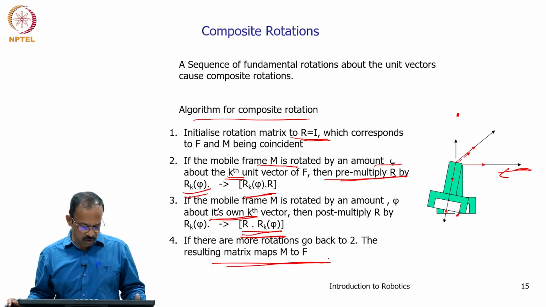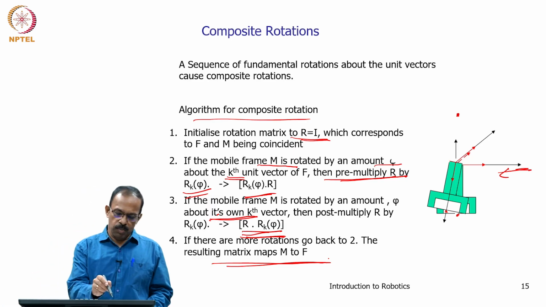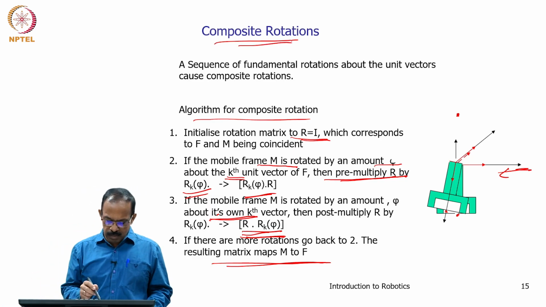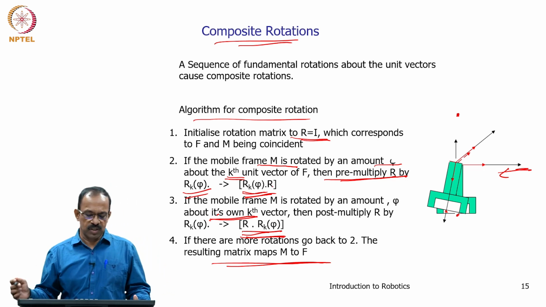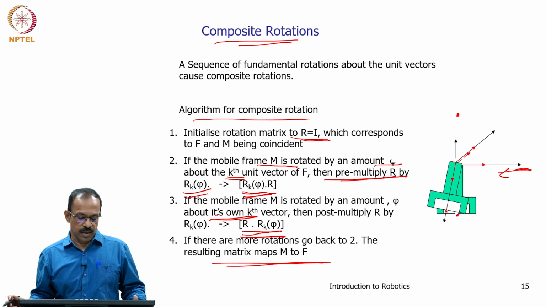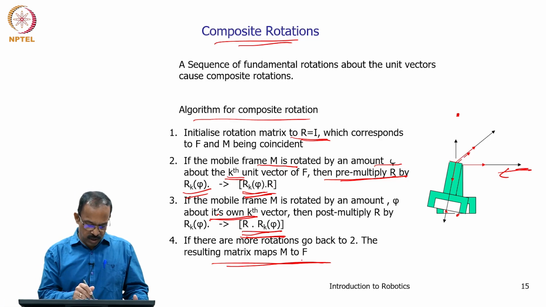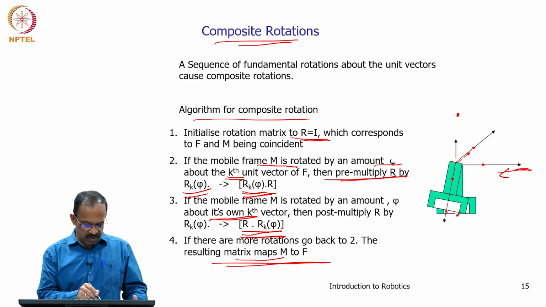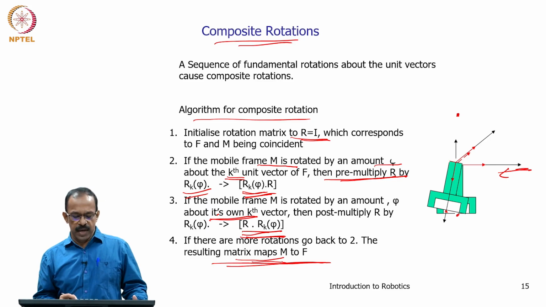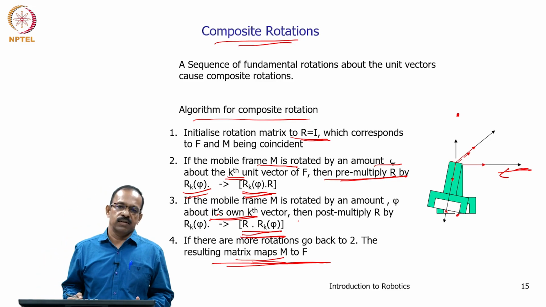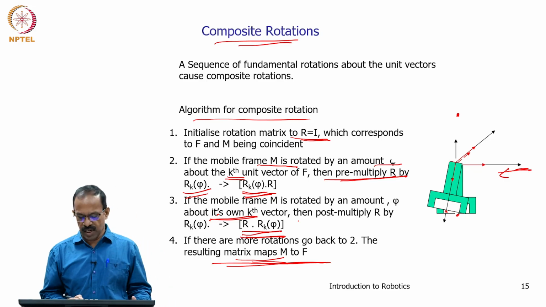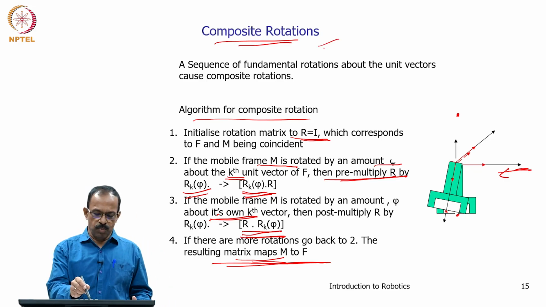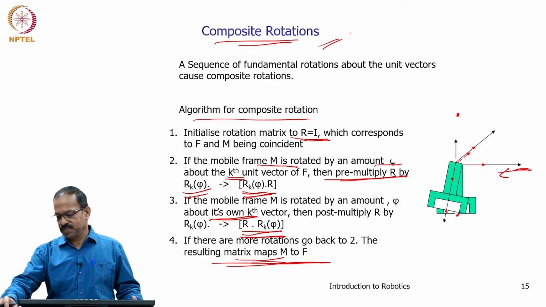So, that is how you get the composite rotation matrix, by looking at whether it is rotating with respect to its own frame or with respect to the fixed frame, and you continue this till all the rotations are completed. The resulting matrix maps M to F. So, you can get the M to F mapping from the resulting composite rotation matrix. That is the way you get the composite rotation matrix.